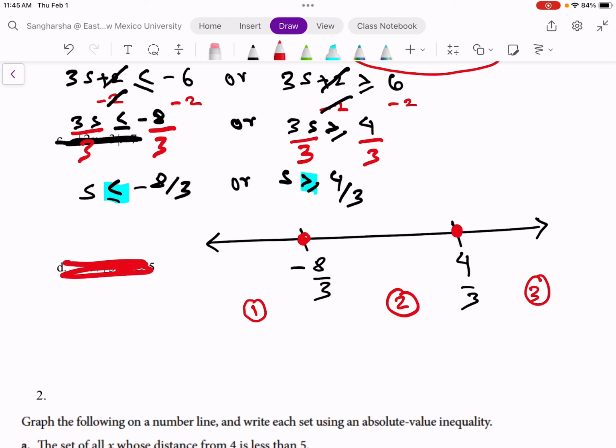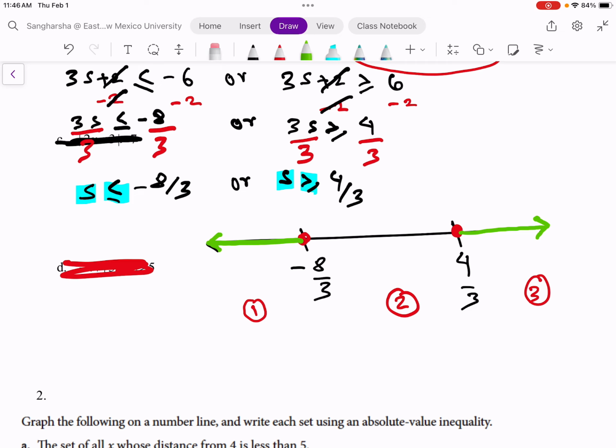Now where do we find a number? Okay, our number is s. Now where do we find a number which is less than negative 8 over 3? In part 1, right? So we need a number which is less than negative 8 over 3. So our solution is this one, all the way to the left. And we also have the next set of solutions. Where do we find a number which is greater than 4 over 3? In part 3, right? So we have this number from 4 over 3 all the way to the right.